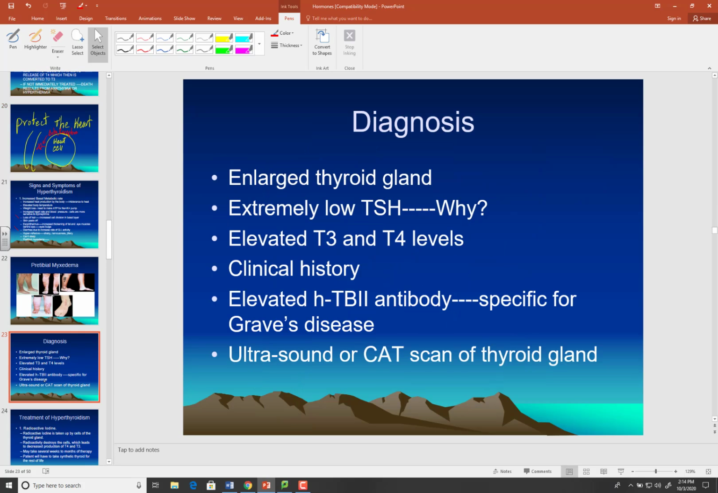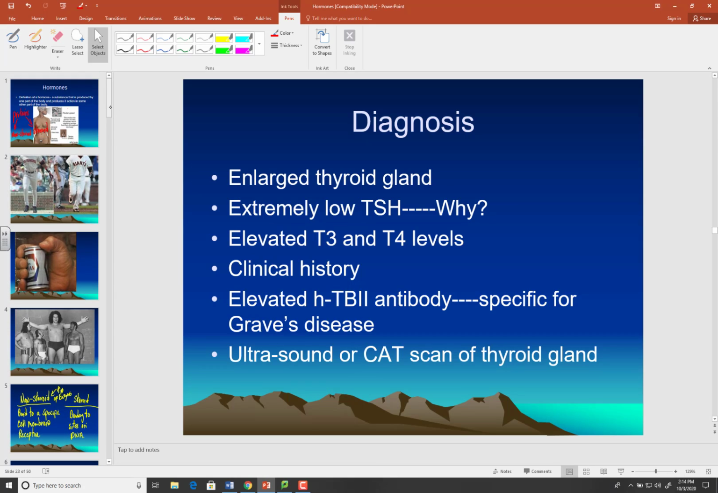Now, how do you diagnose this? Well, you look at their history and their physical. They're going to come in, they're going to complain that they've lost weight and they're really not sure why. They're going to have an enlarged thyroid due to the hypertrophy of the thyroid gland. And they're going to have an extremely low TSH. Now, let's look at this.